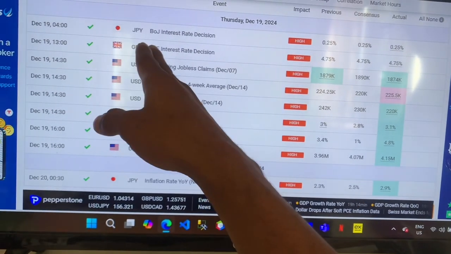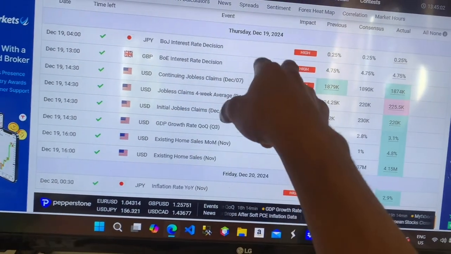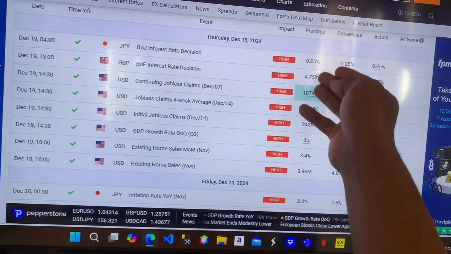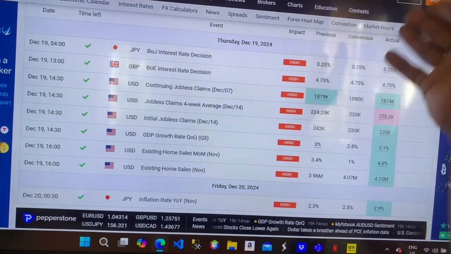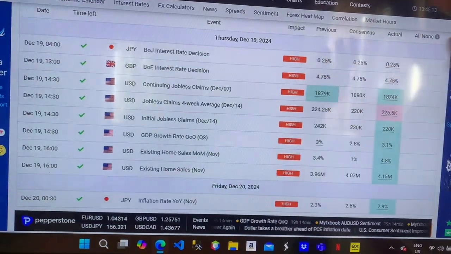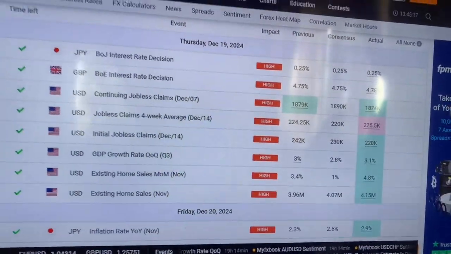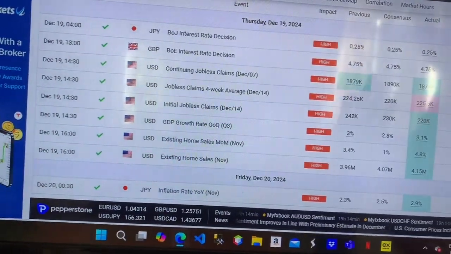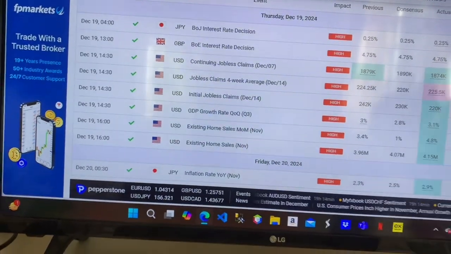Now, British pounds, that's the Bank of England interest rate decision, also came out on the 19th of December, which was on Thursday, right? The previous interest rate was 4.75%. The consensus, which is the prediction, was 4.75. And the actual that came out was still 4.75, which is as expected, right? Nothing changed, nothing increased, nothing decreased.